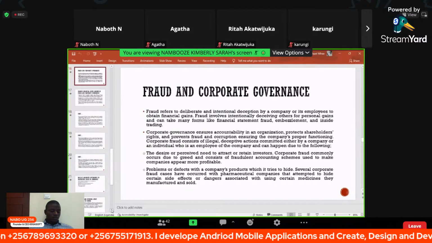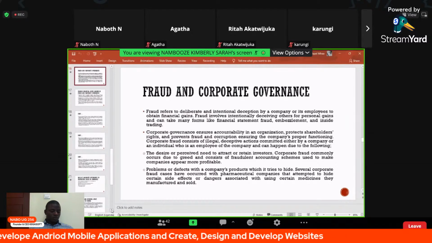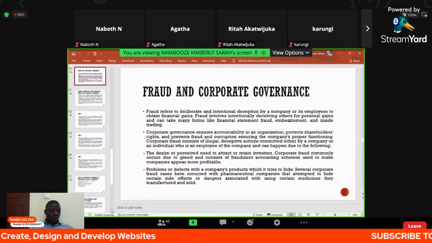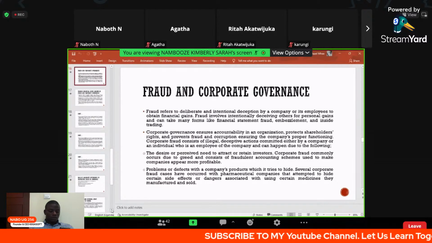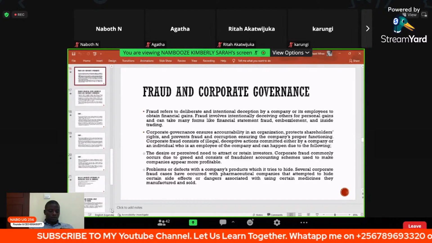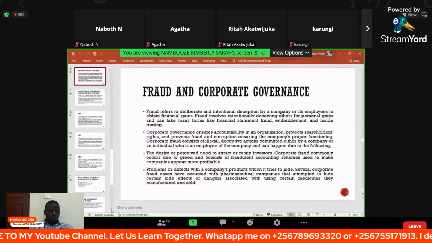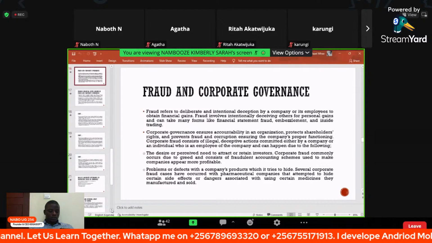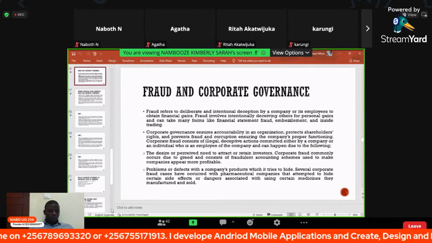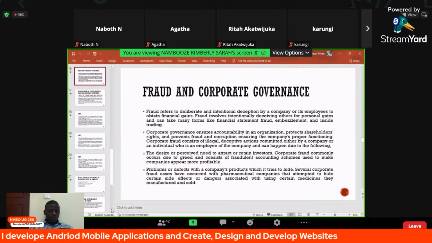Yes, these are some of the reasons why companies engage in corporate fraud. One, the desire or perceived need to attract and retain investors. Many company fraud schemes consist of fraudulent accounting schemes used to make a company appear more profitable than it actually is. So these people want to try out all the illegal things they can do to make sure that they are at par, which is not always good. The impetus behind such a scheme is the desire or need to attract and retain investors.